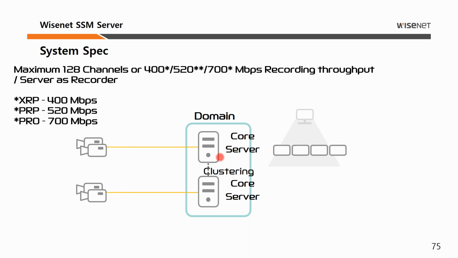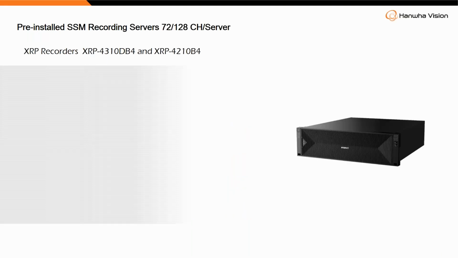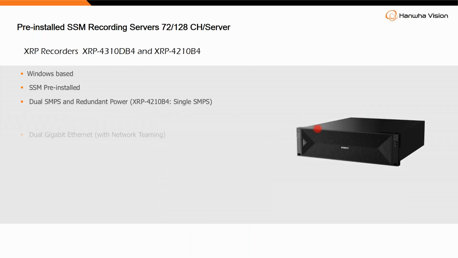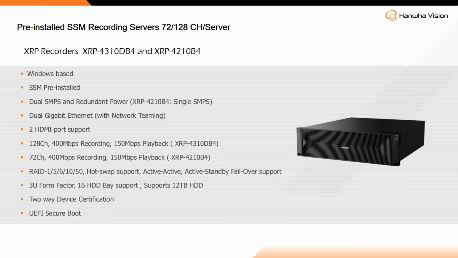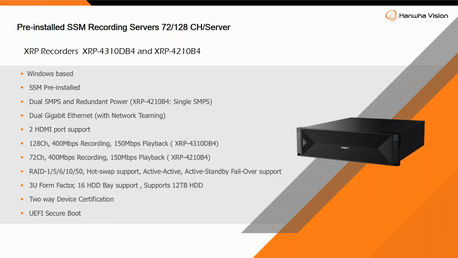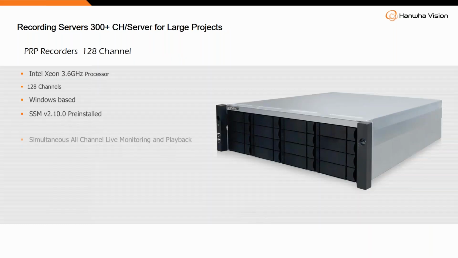However, if you want to avoid license, you can buy Hanwha server itself. This is not XRN, this is XRP, letter P. P means server based with SSM pre-installed and pre-licensed. So if you buy XRP 4310, it has 128 channel licenses already pre-installed. So you can buy this, add 128 cameras, no need to worry about any license. There is another model called PRP.